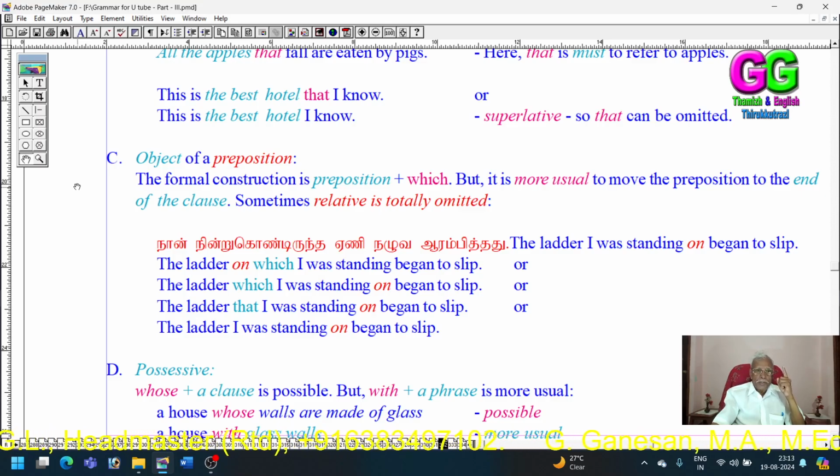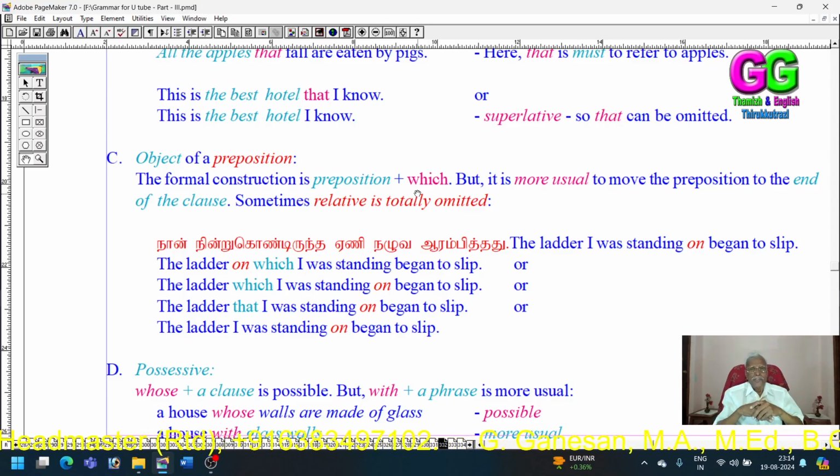Which are that object of a preposition. In formal English, preposition plus which is used. But in informal English and in spoken English, the preposition is often placed at the end of the relative clause. And in speech, instead of which, that is mostly used.